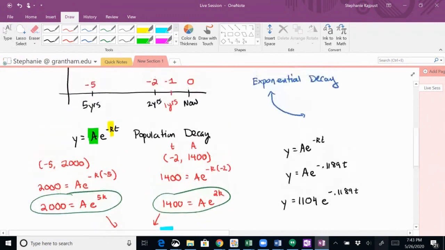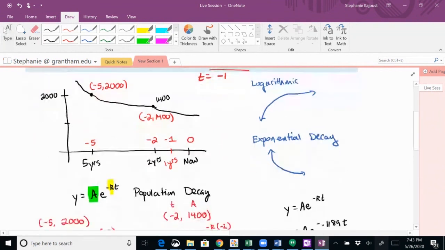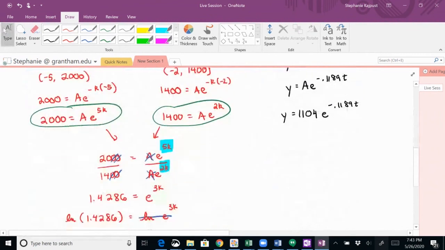Now that we have our equation, we can actually answer the question that was asked. What was the total population of the species 1 year ago? So 1 year ago would be at -1 based off of the way we labeled. So we want to plug -1 in for t. So I'm going to use my equation and plug -1 in for t.